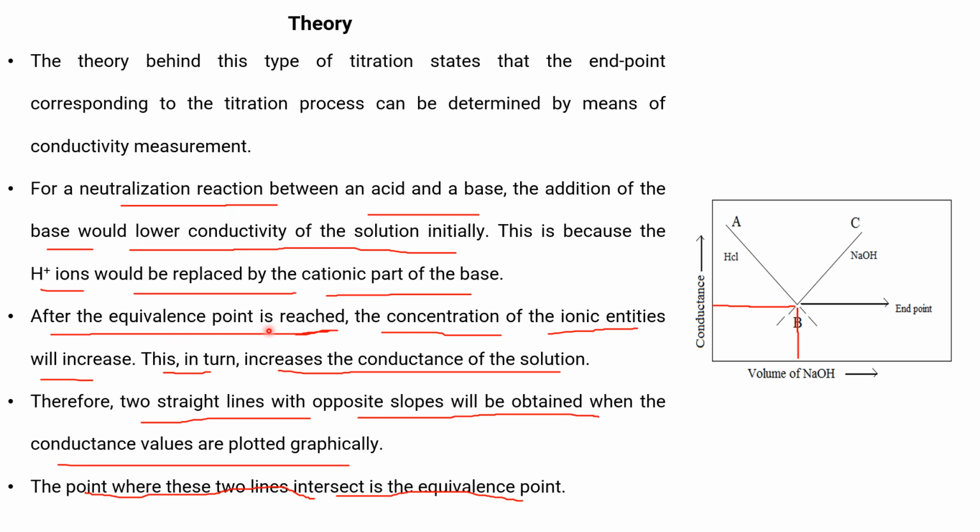After the equivalence point is reached, the concentration of the ionic entity will increase. This in turn increases the conductance of the solution. Therefore, two straight lines with opposite slopes will be obtained when the conductance values are plotted graphically. The point where these two lines intersect is the equivalence point. See, these two lines intersect at B, which is the equivalence point, the end point.